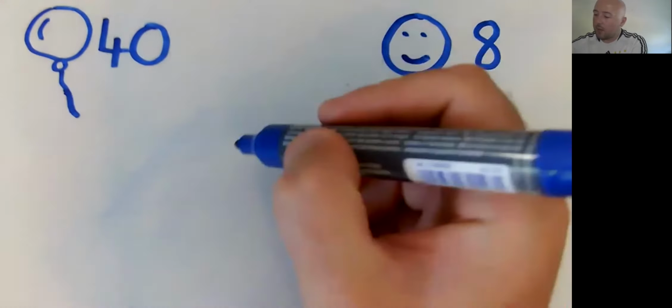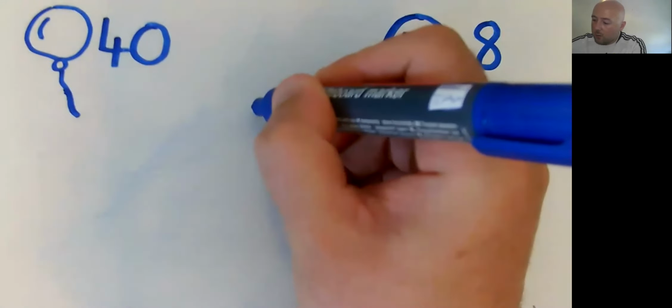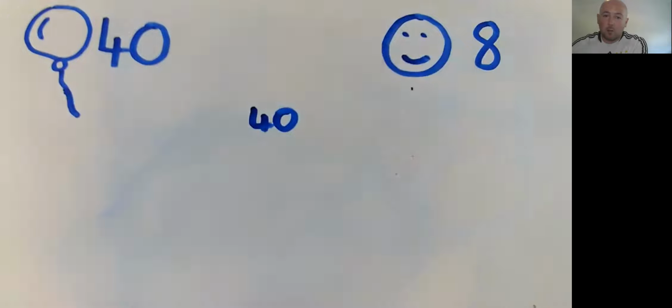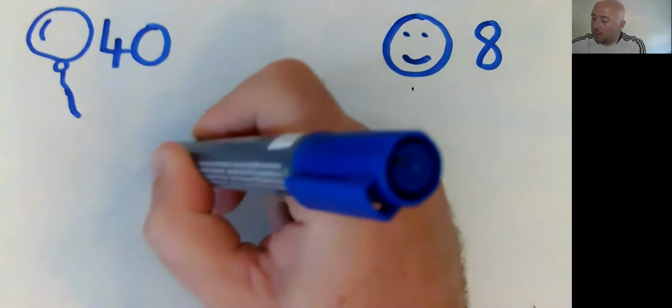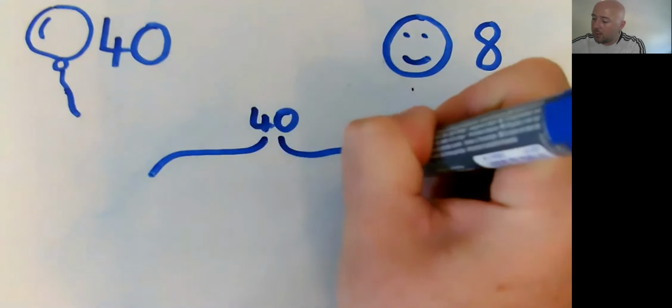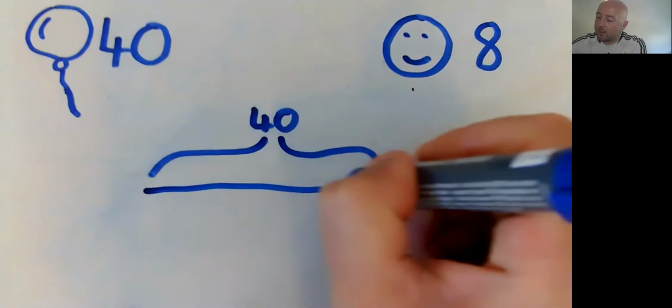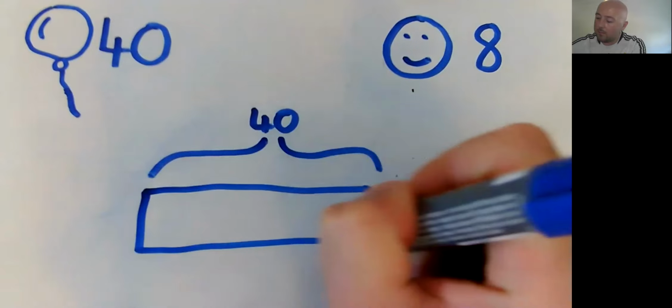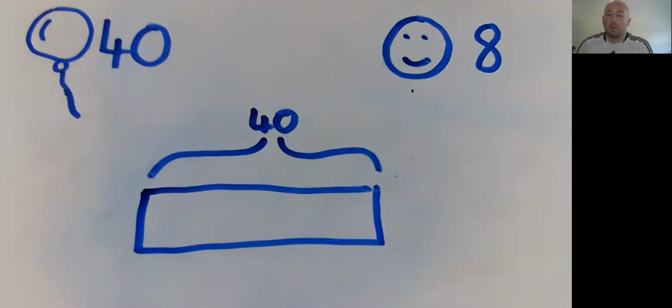So, starting with what we know, there are 40 balloons. So that means the total value of the bar will be 40.